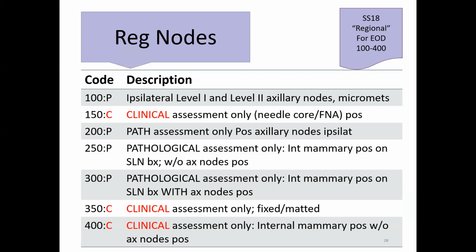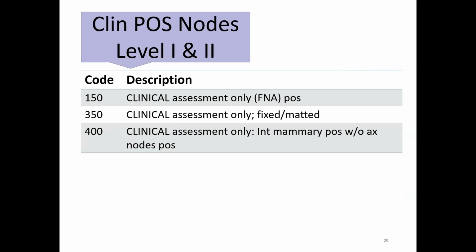Read each code carefully and note whether you have clinically negative or pathologically negative or positive nodes. Remember, these codes cover all of the level 1 and level 2 nodes only. And then if you look at 350 and 400, again, these are the clinical assessment. These are all regional, some stage regional nodes. Okay, so we do have these 3 codes for clinical only.